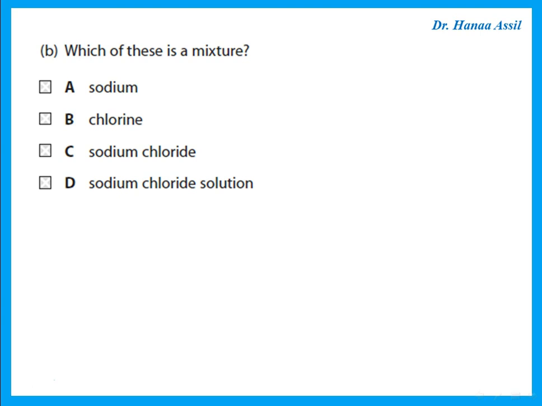Which of these is a mixture? Okay, let's take a look. Sodium alone is an element. Chlorine alone is an element. Sodium chloride is a compound. The mixture is sodium chloride solution.